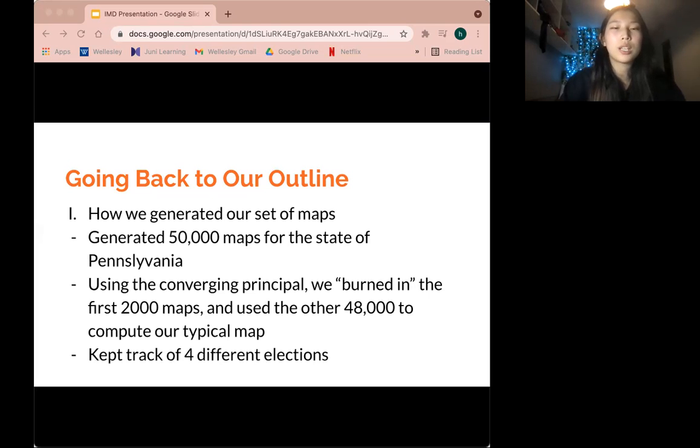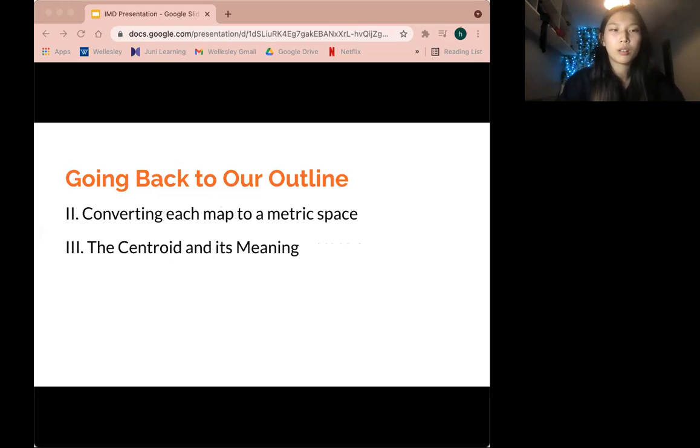And then we also did keep track of 4 different elections, and those elections were like the presidential 2016 election, the Attorney General 2014 election, just to see in each different redistricting plan how many seats each party would have won if they follow that redistricting plan.